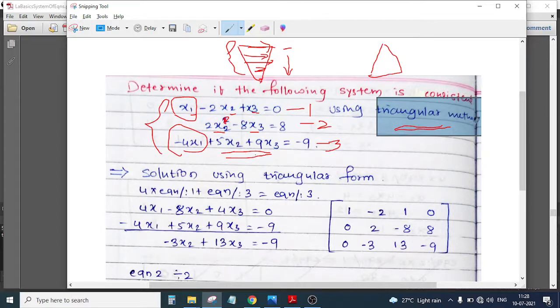Then say for example we have done that operation for x3, then x3 along with x2 we can operate. So this triangular method is very helpful and it acts like a shortcut. It becomes very easy for us to solve. So let us see how this is solved now.